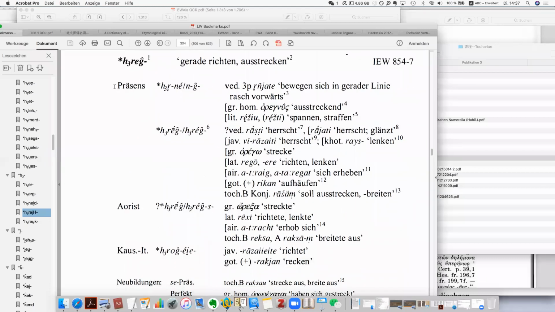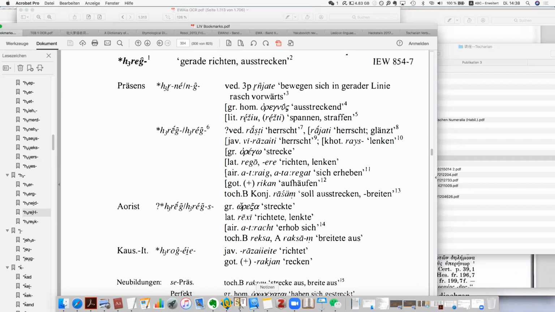Yeah. So this is a root called gerade richten, ausstrecken. So it means to guide or to direct in a straight way. And then it means to lenken, to guide, to lead correctly. So actually the laja and the legs originally means the person who leads correctly, who guides the others in a correct way. So this is actually the correct meaning, the original meaning.